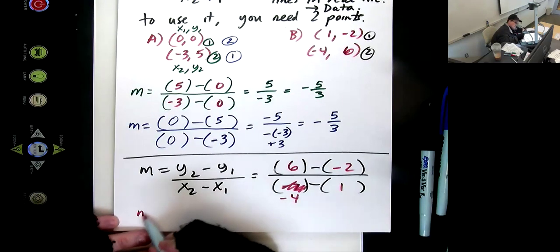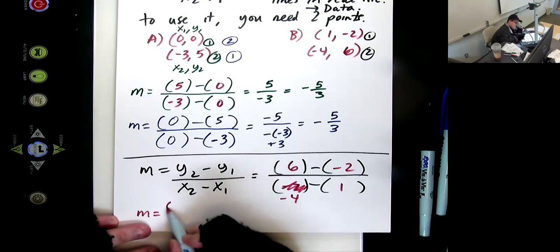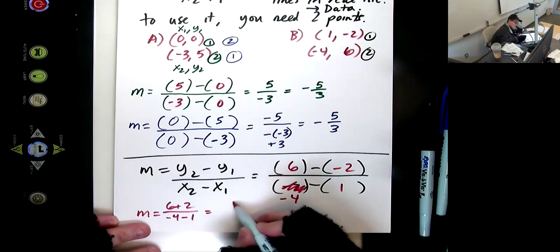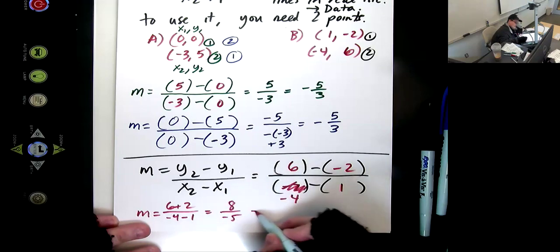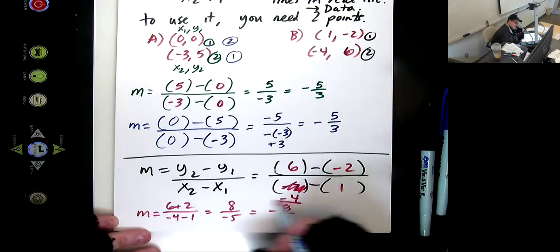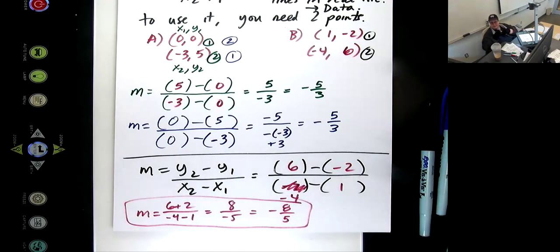So I have 6 minus -2, which is 6 plus 2. And -4 minus 1, I've got 8 over -5. So -8 fifths. That's what you got, you did it right. And I will hit stop record.